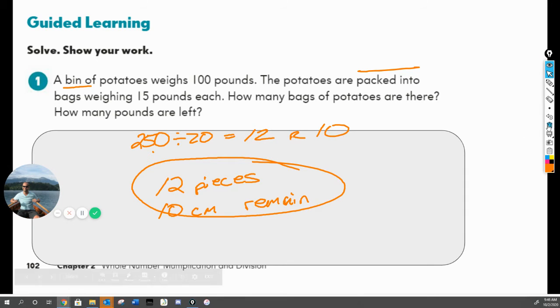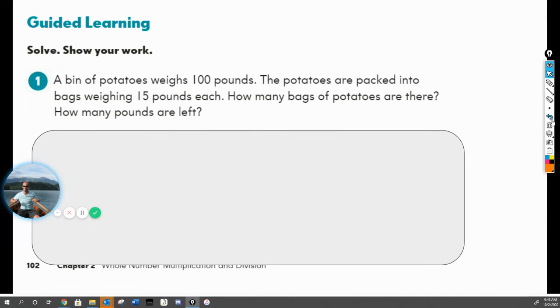Okay, take a look at this one. A bin of taters weighs 100 pounds. The potatoes are packed into bags weighing 15 pounds each. How many bags of potatoes are there and how many pounds are left? This is a division problem. You have two questions. How many bags of taters? How many pounds are left? Okay, so you're doing 100 divided by 15. There you go. There are 6 bags.